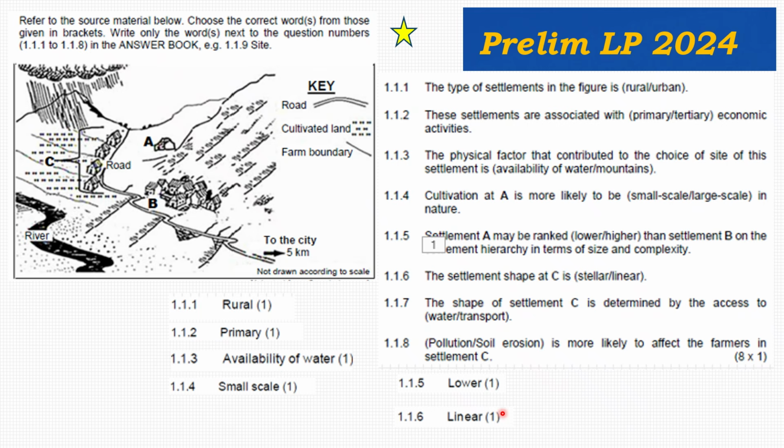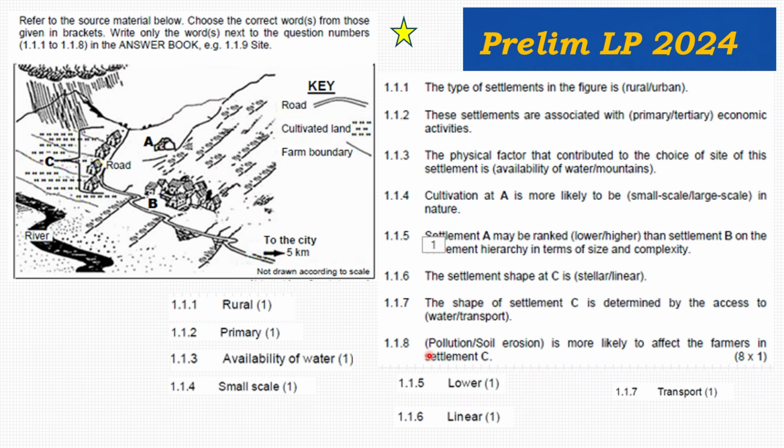1.1.7, the shape of settlement C is determined by access to what? You can see here there is a road, right? So is it what I told you? If you don't look at your key, you might think this is a river, but our river is here on the side. This is representing our road, right? So this settlement here was influenced by transport, right? It has to be transport, not water. Water is right here on the side, but there's a road here. It's even labeled road, right? So obviously settlement C is influenced by transport. Let's see. Yes, it is transport.